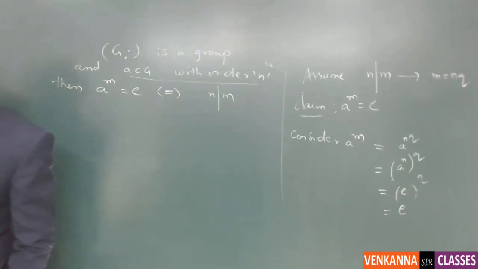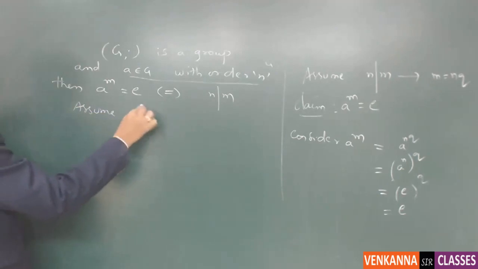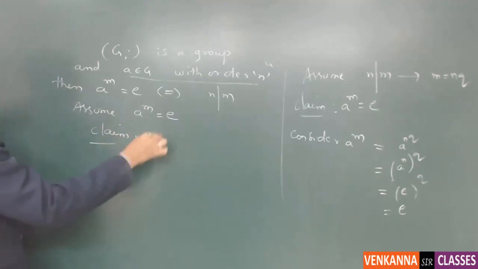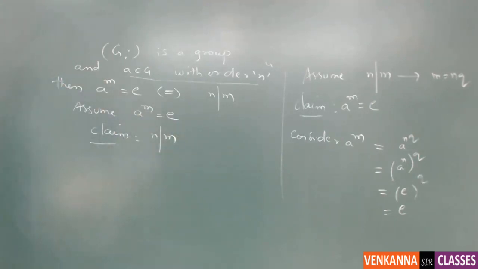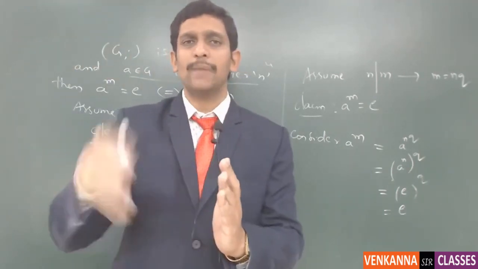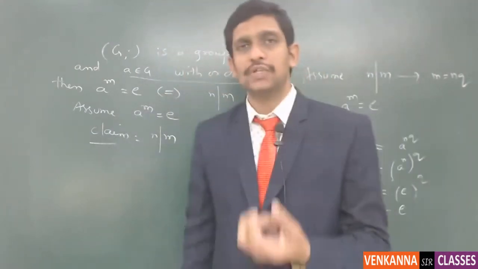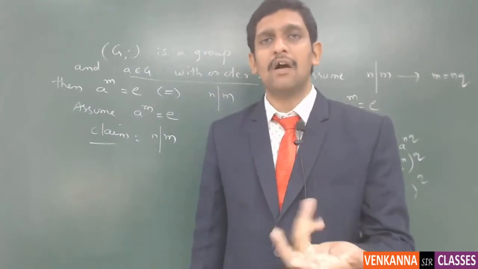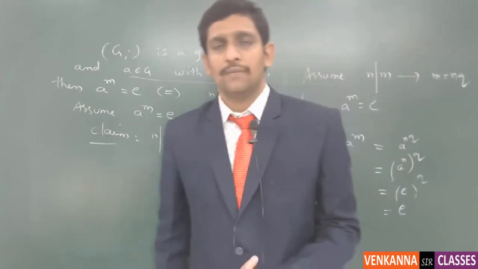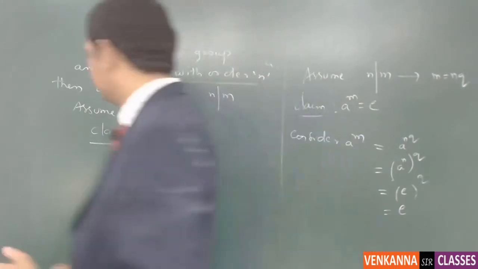Right. Now, if you assume this part, we have to prove that n divides m. In other words, you have to show that m is equal to a multiple of n. So please understand that basically the values n, m, and so on are nothing but numbers, the integers we are talking about. So whenever you take integers, they will satisfy the division algorithm.